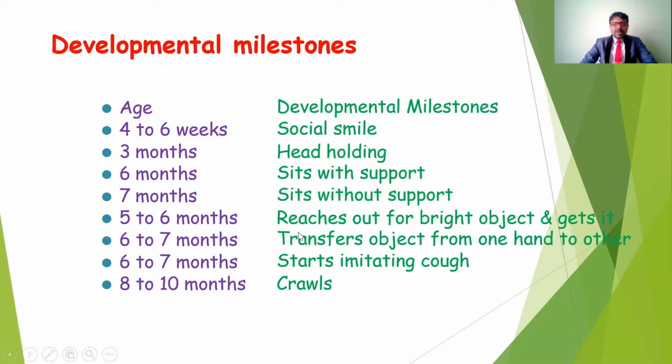At 5th to 6th month, the baby reaches out for bright objects and gets them. They try to hold the bright objects and are attracted to them. That's the reason that if we show any toys and bright colors, the baby is attracted towards them. And at 6 to 7 months, the baby transfers an object from one hand to the other. If we give any playing activities, they can hold with one hand and shift to the other hand. These are the normal responses.